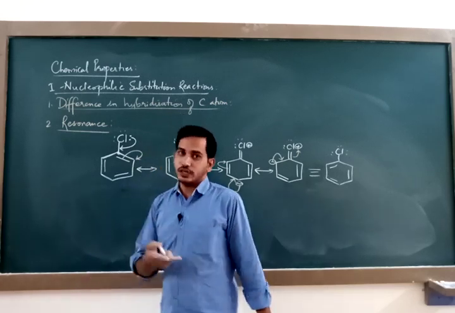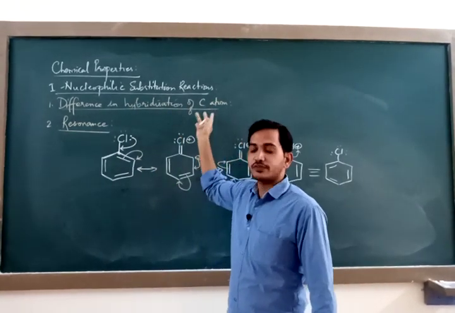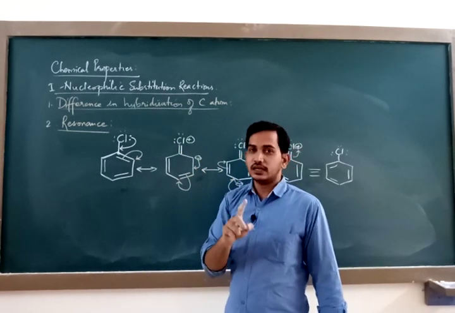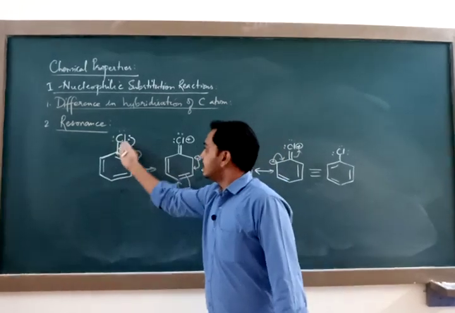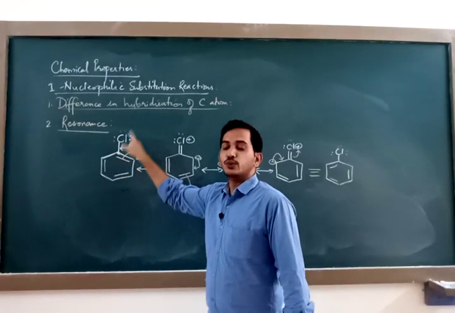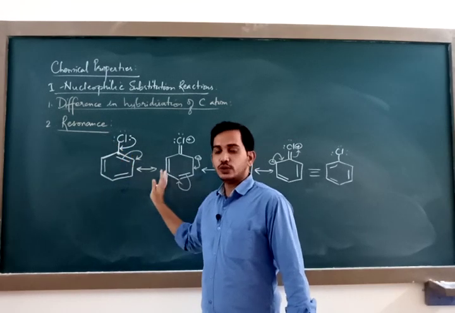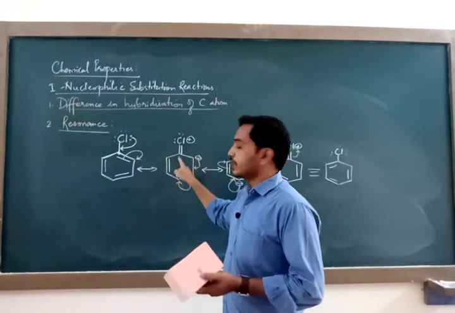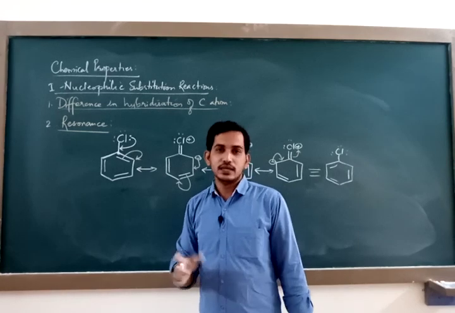There are two reasons that you have studied now. One was the difference in the hybridization of the carbon atom. Because of sp2 hybridization, the percentage of s character is more. For this reason, it will have greater electronegativity. Therefore, the electrons of the halogen are tightly held by the carbon atom, making this bond shorter. To prove this point, we gave you another proof, resonance. From this also, you are now clear that because of resonance structures, the C-X bond becomes a double bond. Double bonds are shorter bonds which cannot be broken easily.